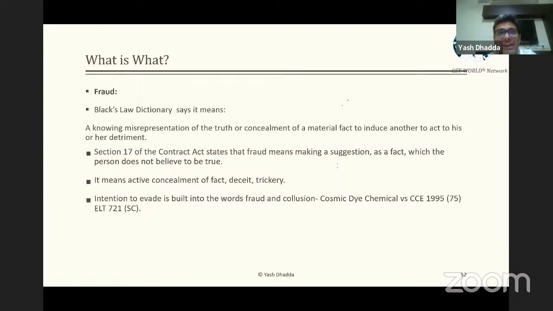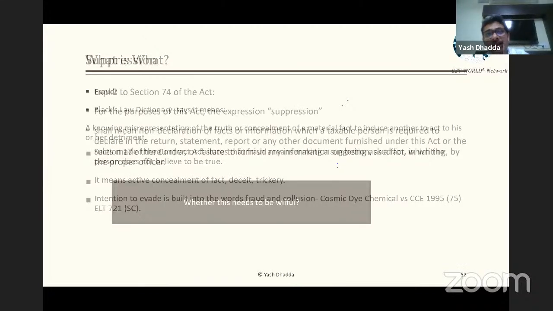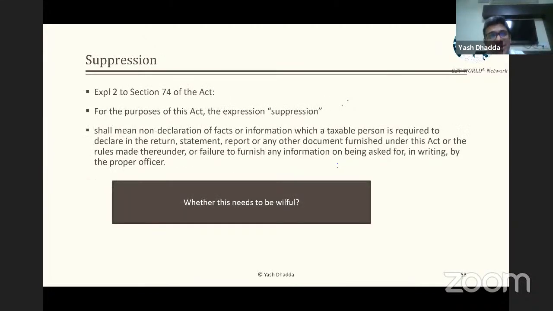And when we look at 73 and 74, the important point is that they use words called suppression and misstatement. And in 74, in the explanation, they have given the meaning of suppression. Suppression होता क्या है? Now, you read the meaning of it, you will realize that it tries to cover everything.